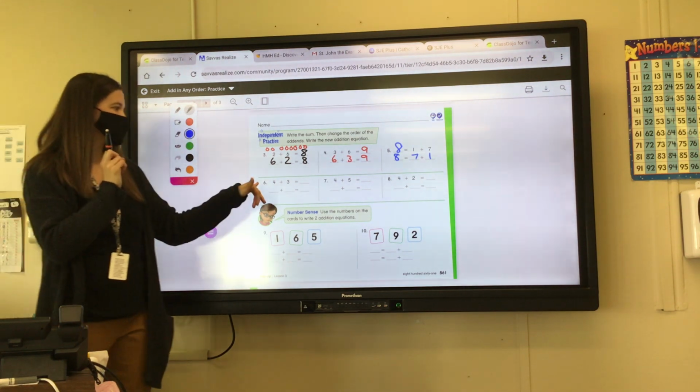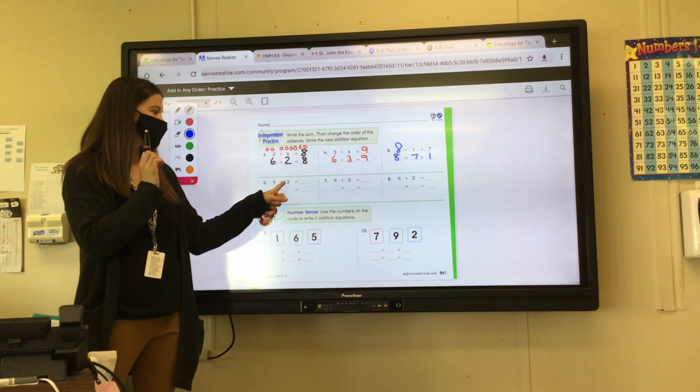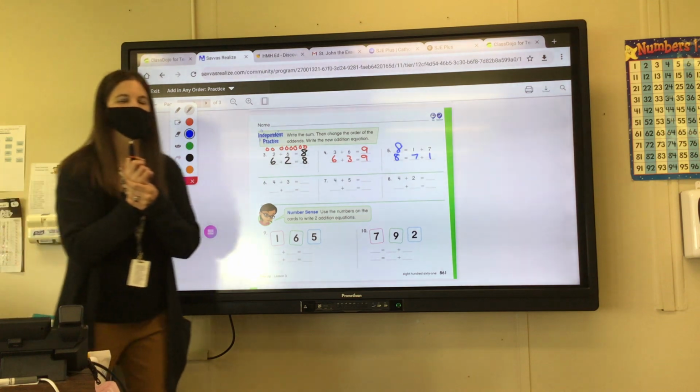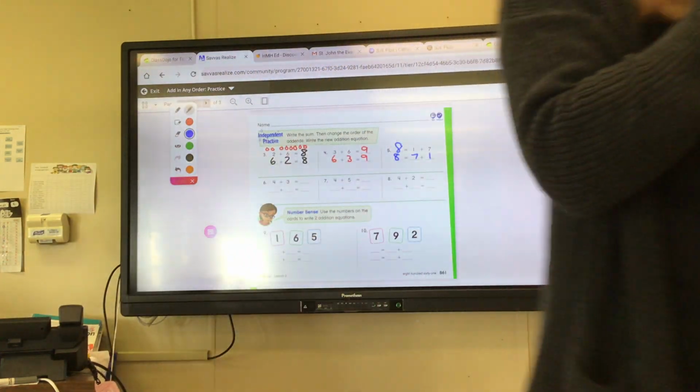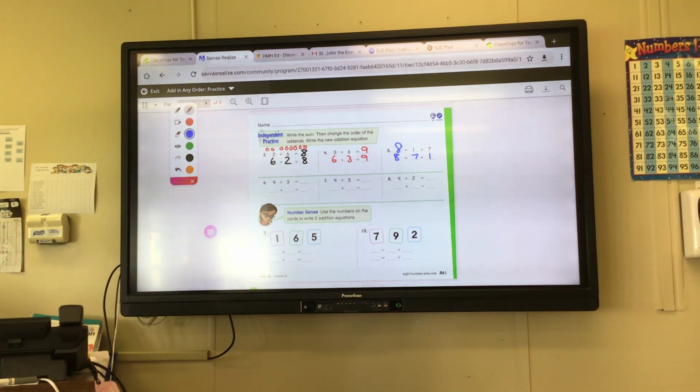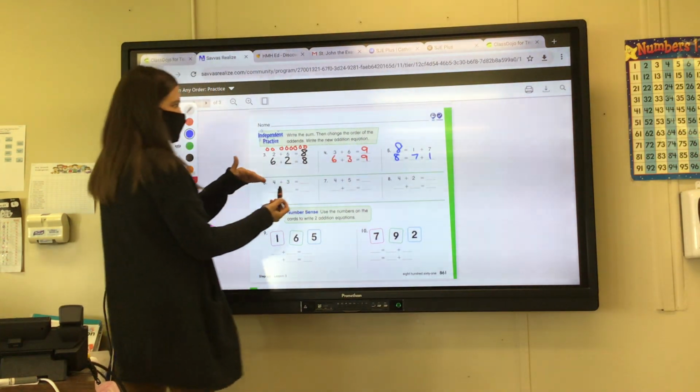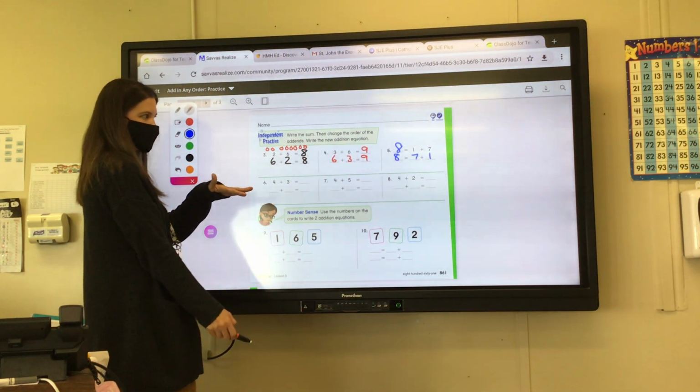Okay, let's come down to number 6. 4 plus 3, write the total. 4 plus 3, write how many the sum is when you add 4 plus 3 together. Okay, so you have how many? Come on, we're on this one. 4 plus 3 equals how many? Now come down underneath, change the order of the addends, and write the new equation.